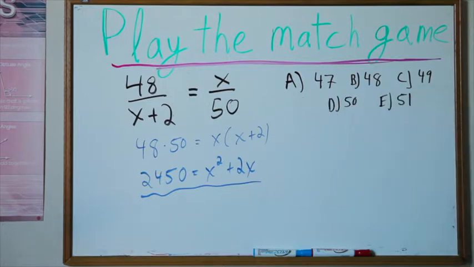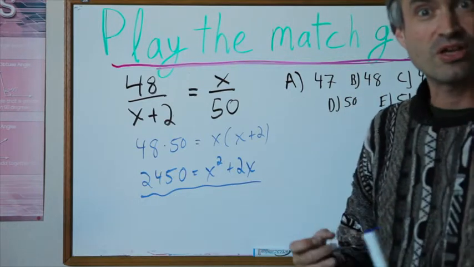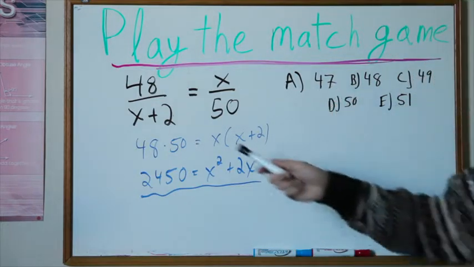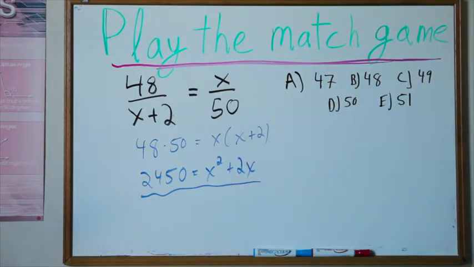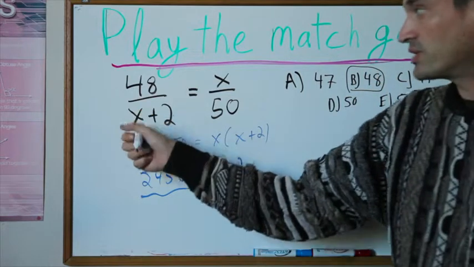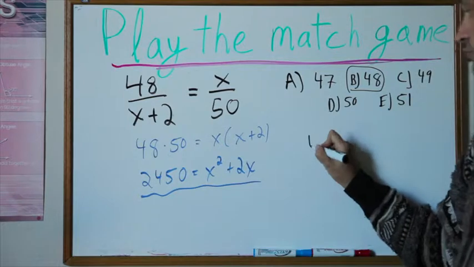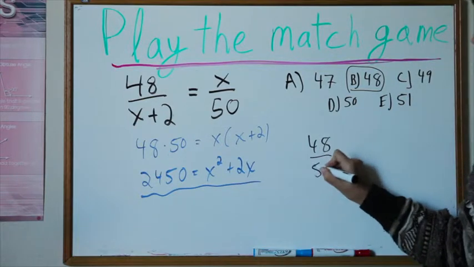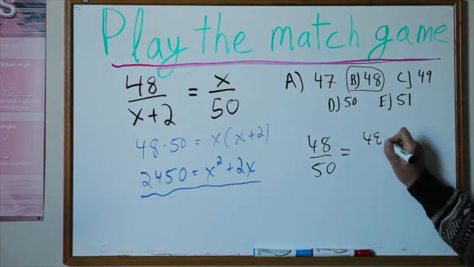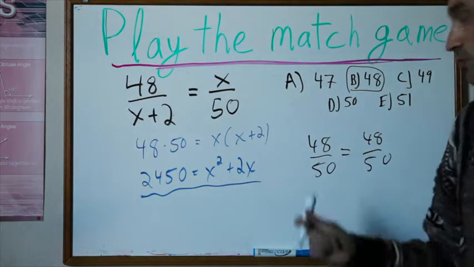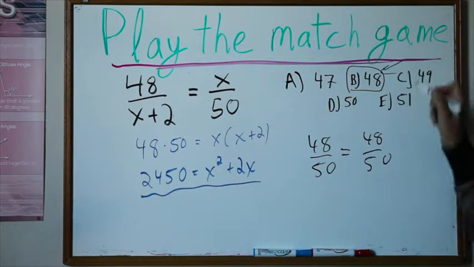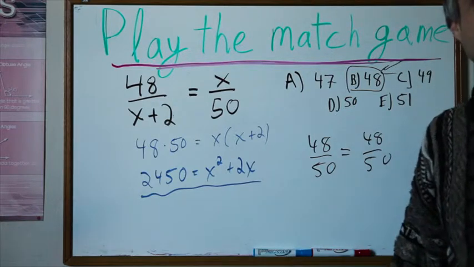They give you these choices, and this may be one of the only times I'll ever say you could do this one right in your head. Imagine putting in each number for x, and look what happens when you get to letter B. 48 as x would give you 48 plus 2, 50 on the bottom. Then put 48 in for x on the right side, and bingo, there's your match. 48 over 50 equals 48 over 50, so it has to be 48 as your answer.